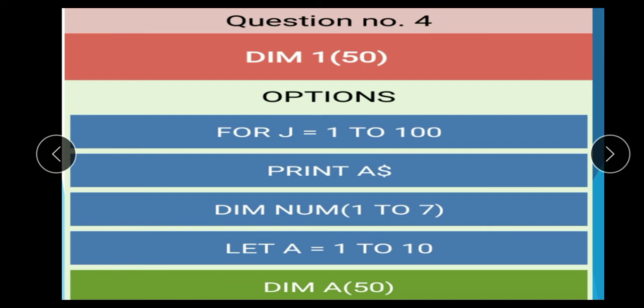Question number 4. Error in this program. Correct option is DIM a bracket 50, because DIM is used to represent the array. Through DIM you create an array. So here the given array name, not a number. So the correct option is DIM a bracket 50.